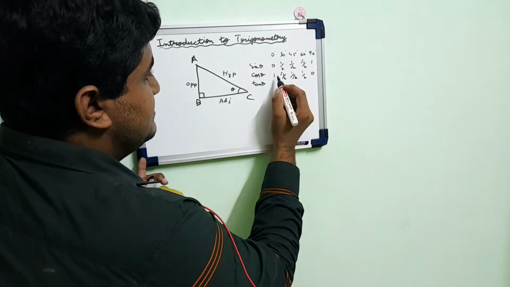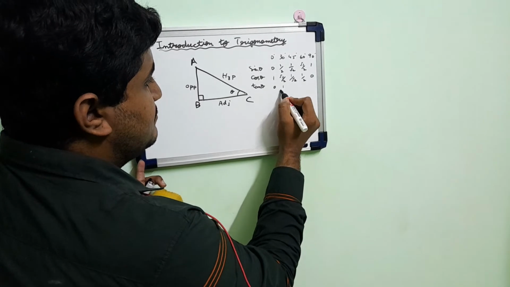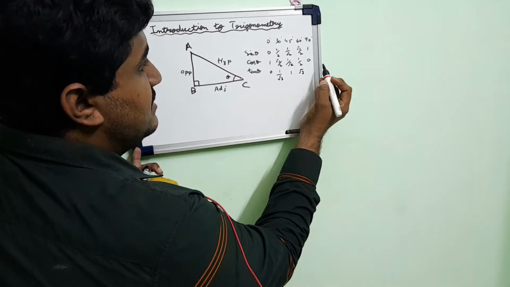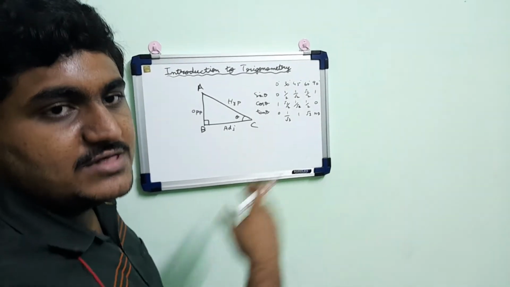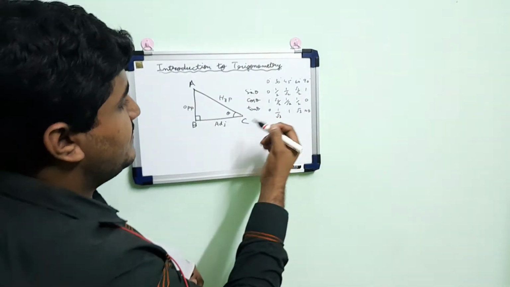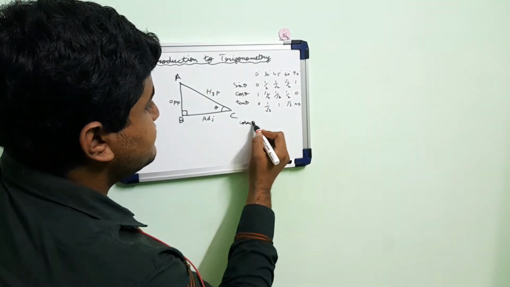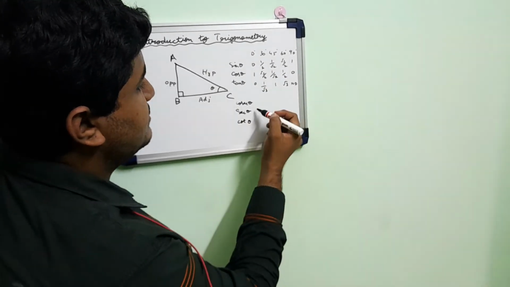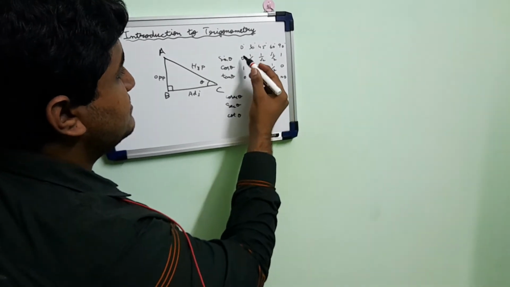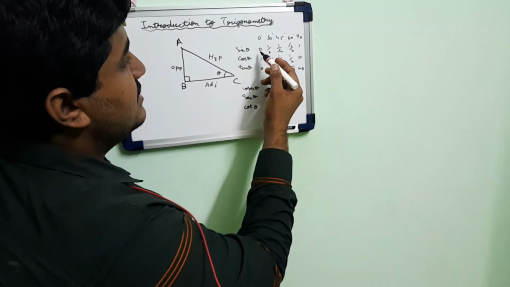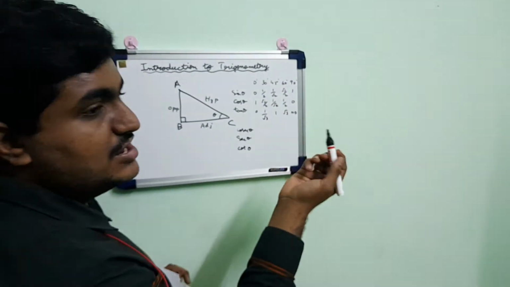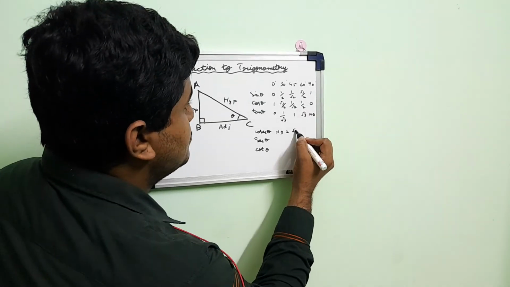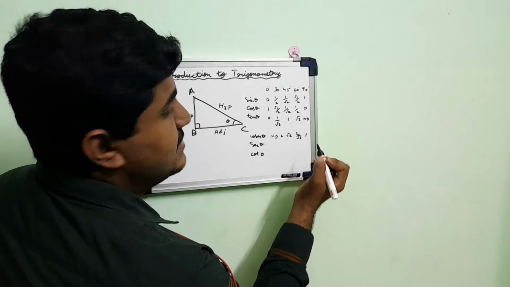Now for tan theta, we will see 0, 1 by root 3, 1, root 3 and not defined. As the value of tan theta is not defined for 90 degree, it is not defined. Now we will see for the remaining: cosecant theta, secant theta and cot theta. Cosecant theta is the reciprocal of sin theta. So for 0 the reciprocal will be not defined, then 2, 2 root 2, 2 by root 3 and 1.